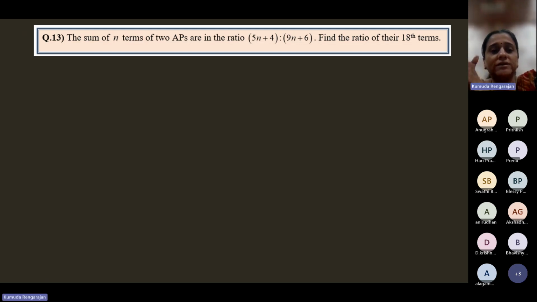The sum to n terms of two APs. So if you're finding the sum of the first 25 terms of one AP, you're also finding the sum of the first 25 terms of the second AP. So n is 25. In our example, n is 25 in both. But since the question says two APs, they're two different APs, which means they have different first terms and different common differences.